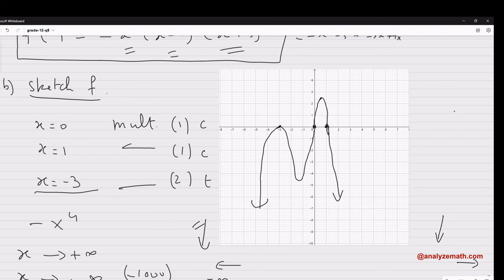Normally, we should take more points and find values and points on the graph and so on. But this is the main idea of sketching. You find the zeros, the multiplicities, the behavior on left and right, and then you put all this together.